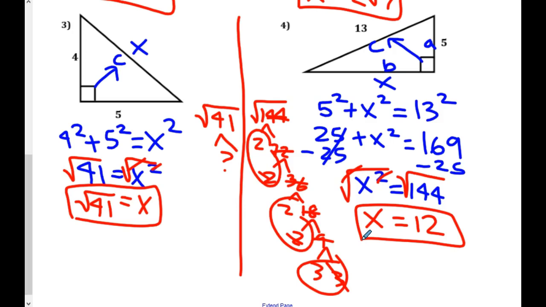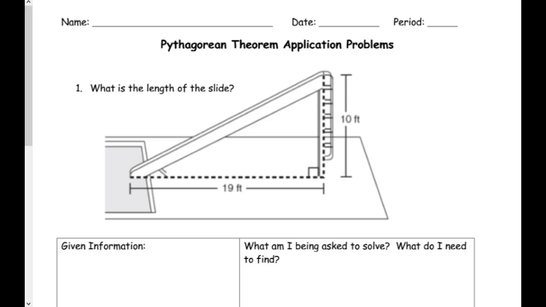So if you flip that over, we're going to do a word problem. You have to be careful in these word problems. That's why I'm giving you a table where we're going to break down our thinking here, all right? So what is the length of the slide?